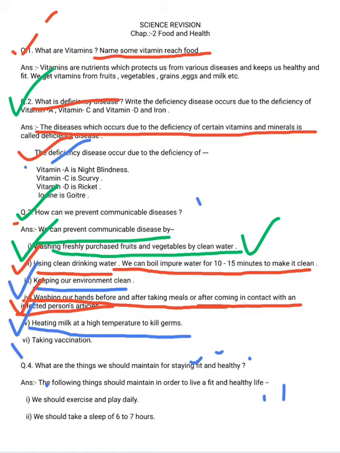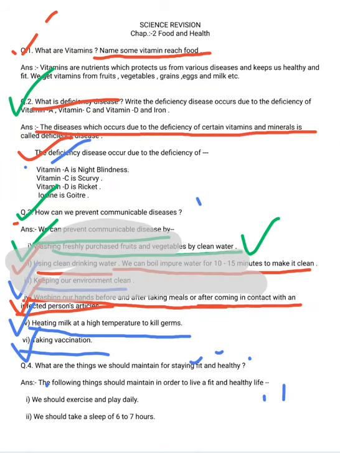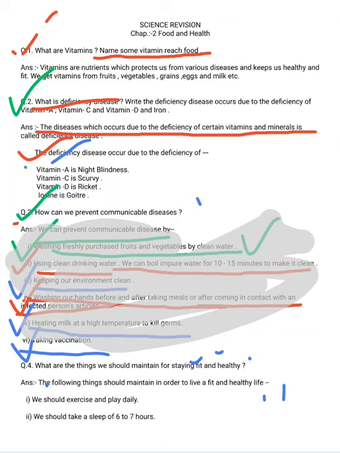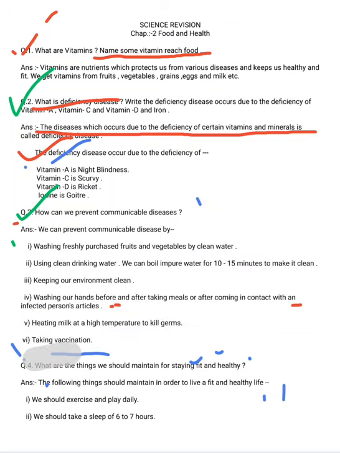Number 6, taking vaccination, right? So vaccination is another way to protect ourselves from different diseases like diphtheria, tuberculosis, polio, COVID-19, etc., right? So we can prevent these communicable diseases by following these preventive measures.